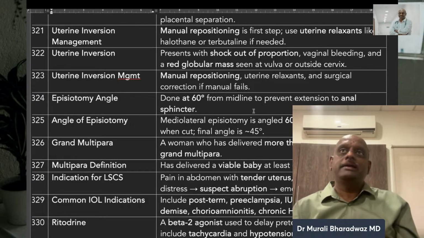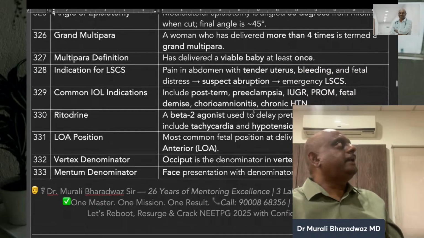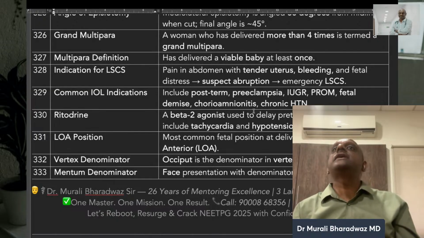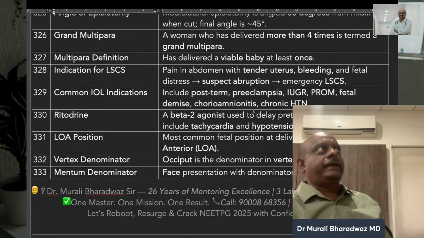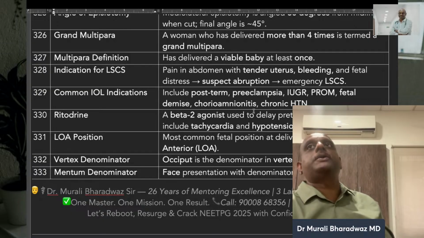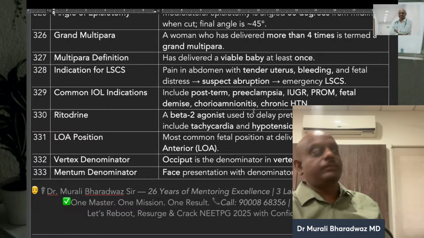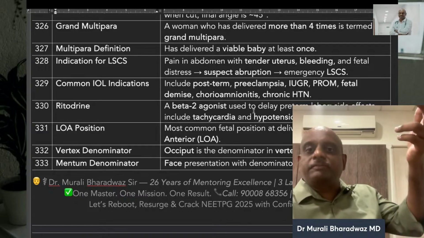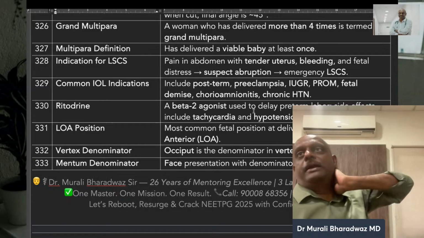Now, who is a grand multipara? More than 4 times, right? Then, what are the indications for lower segment caesarean section? Typically tender uterus, bleeding, fetal distress. Whenever you are suspecting abruptio, we need to do an emergency lower segment cesarean section. Then preeclampsia, IUGR, premature rupture of membranes, fetal demise, chorioamnionitis, and chronic hypertension. They are all indications.